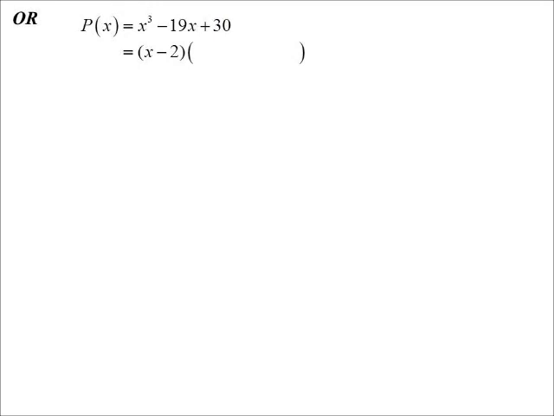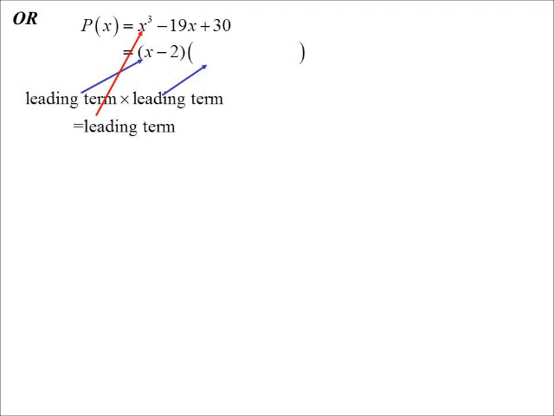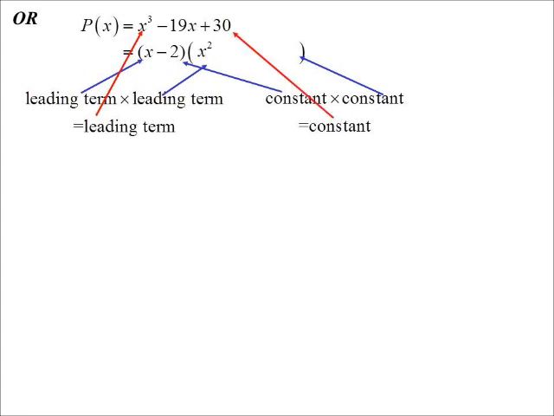So let's look at the leading term first of all. I know x times whatever the leading term is in my other factor must give me x cubed. Therefore that's got to be x squared. And I can do the same thing with the constant. So I know that negative 2 times whatever number is in that parentheses must give me 30. So I know that's negative 15.